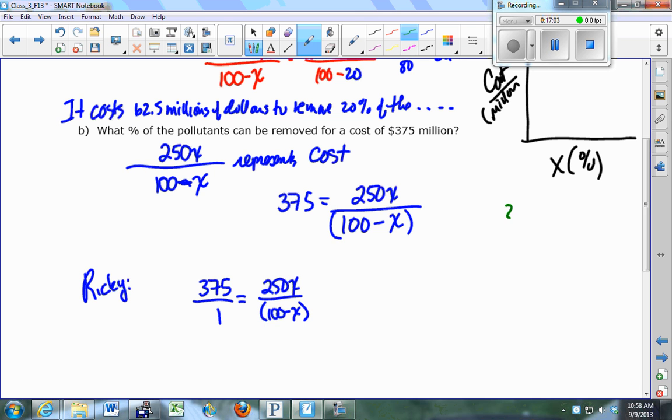Reciprocal is when you flip a number the other way like this. These are reciprocals. So I'm not reciprocating anything here.